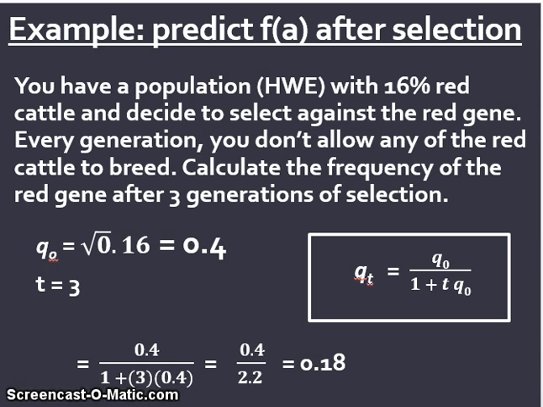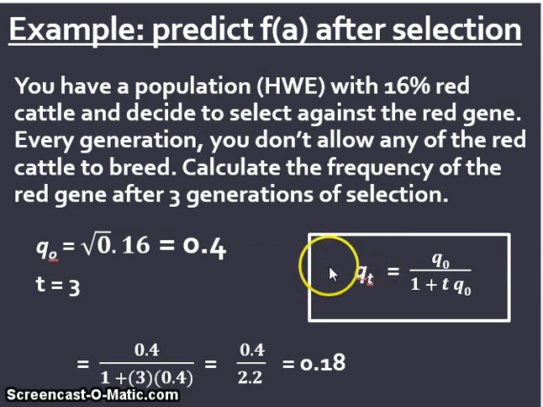We're given that we have 16% red cattle, and we're going to decide to select against the red gene. So every generation, this means we're not going to allow any of the red cattle to breed. The question asks us to calculate the frequency of the red gene after 3 generations of selecting against red cattle.